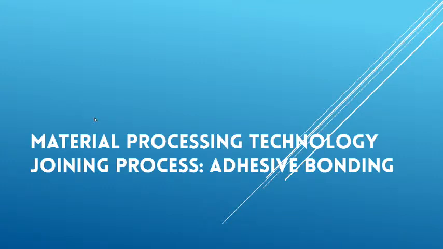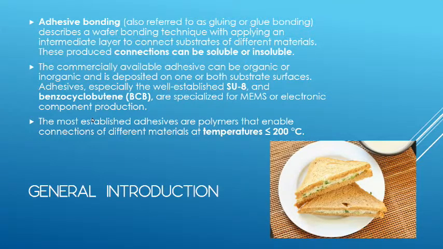So today I'm going to focus on adhesive bonding. Adhesive bonding can be known as gluing or glue bonding. It describes a wafer bonding technique with applying an intermediate layer to connect substrates of different materials. The connection can be soluble or insoluble.